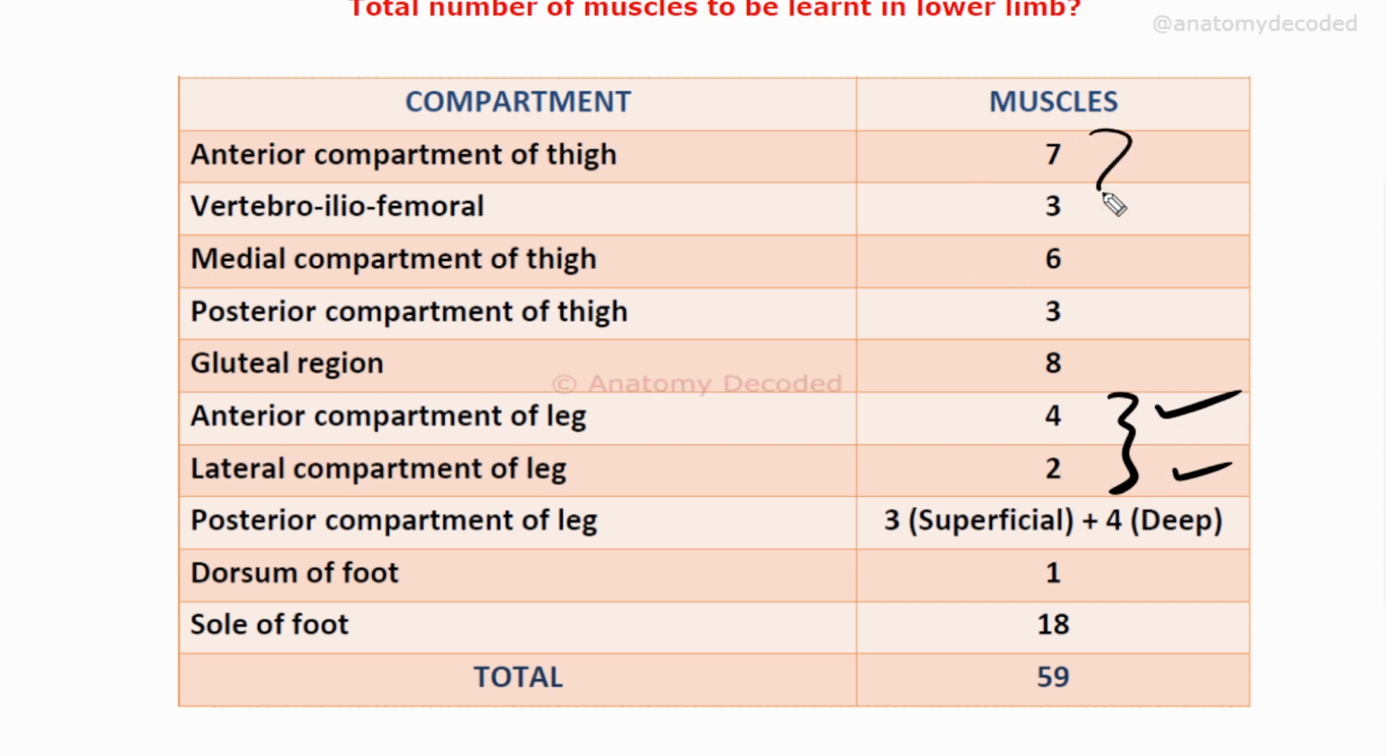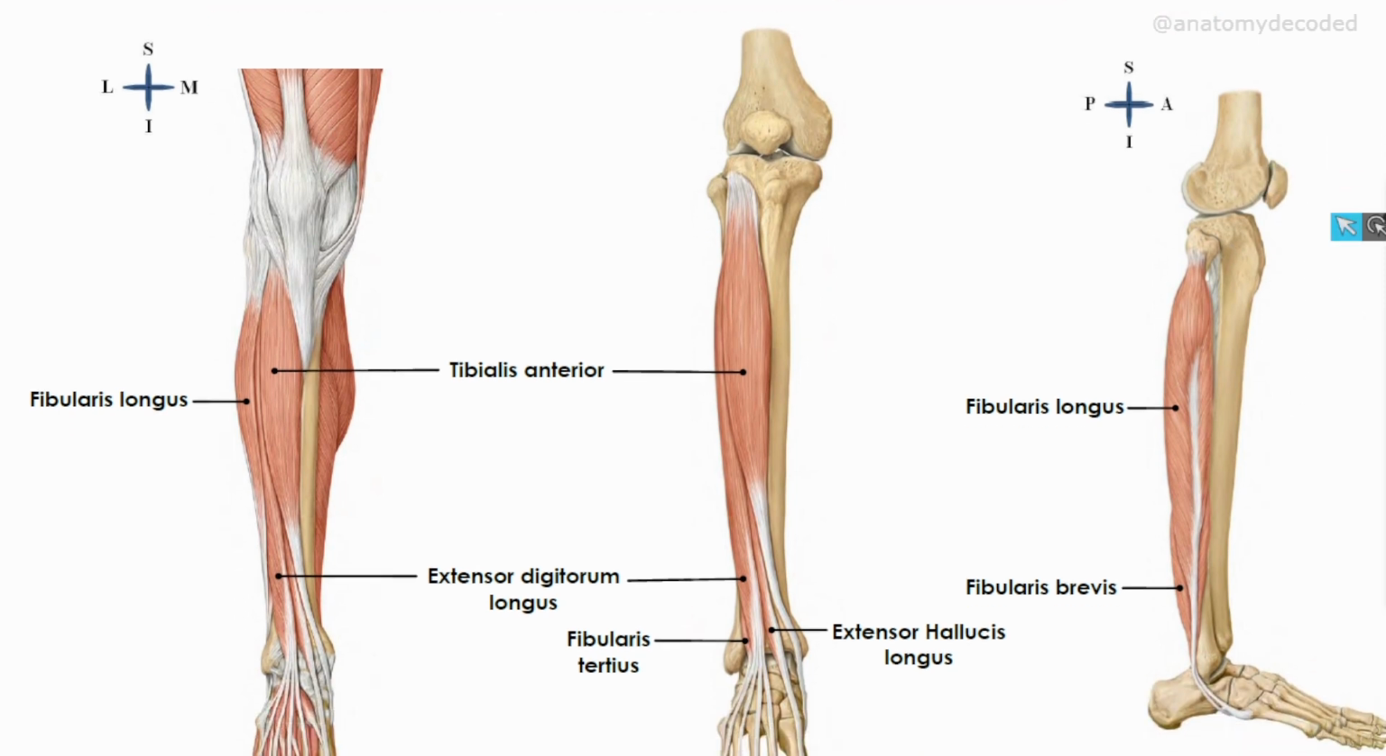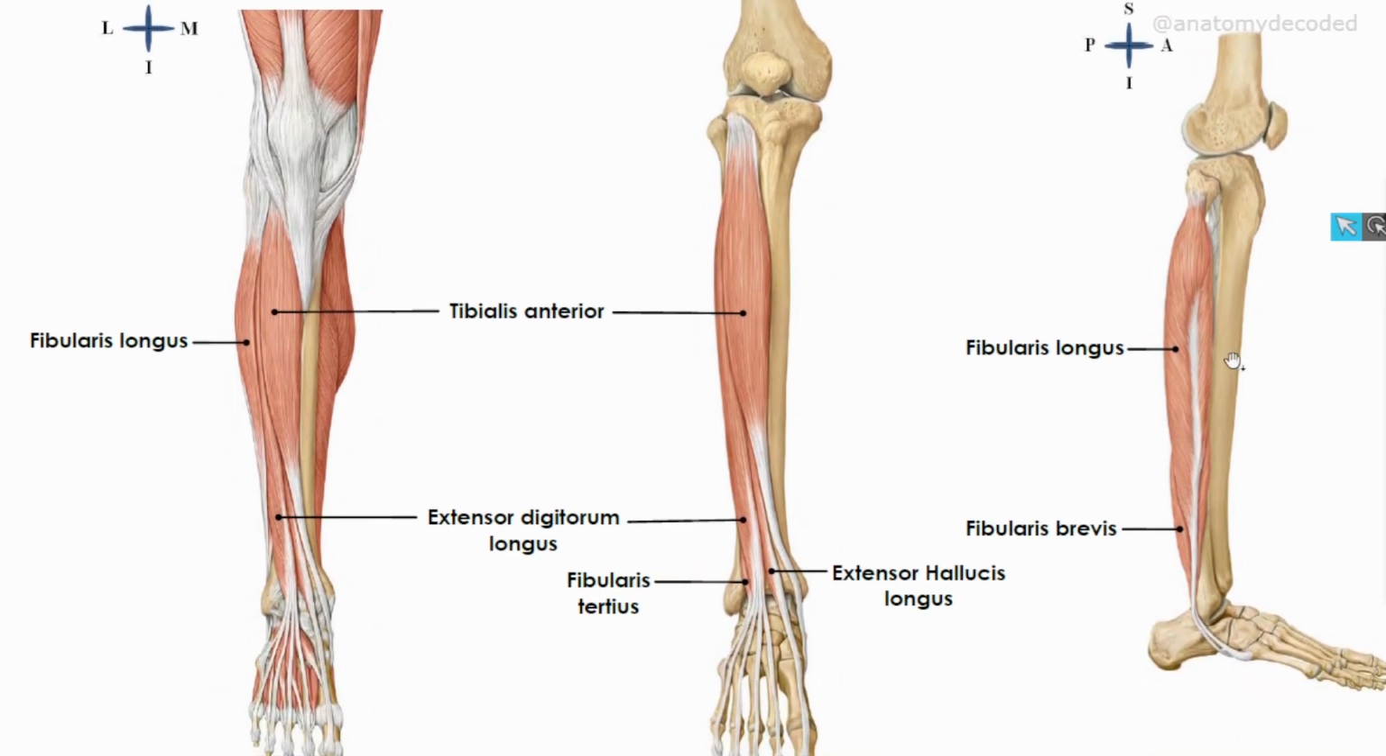In the previous videos we have covered all these muscles. Make sure you watch those videos if you have not seen them yet. So let's begin with the anterior compartment first. Here we can see a schematic image showing the muscles of the anterior compartment of the leg.